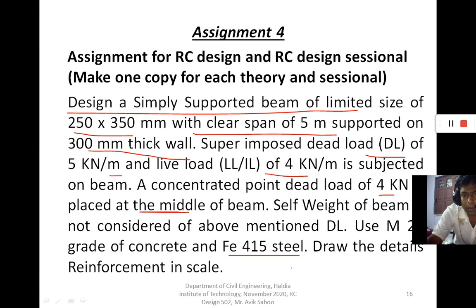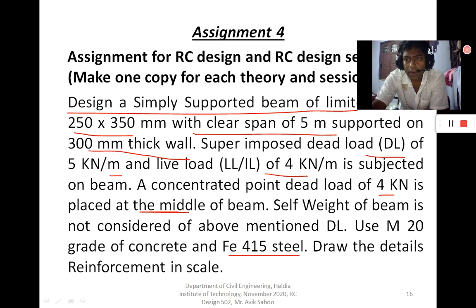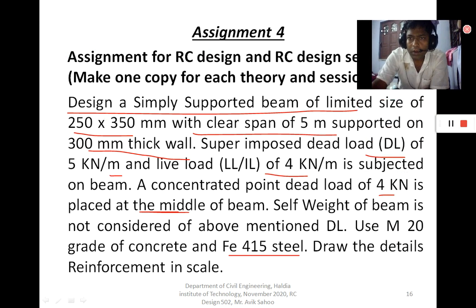So here I end my lectures. In the next lecture I shall discuss the design of continuous beam, how the continuous beams are designed, because you know that mostly the beams are continuous, having more than one span. So how the continuous beams are designed, that I shall discuss in the next lecture. Okay, thank you.